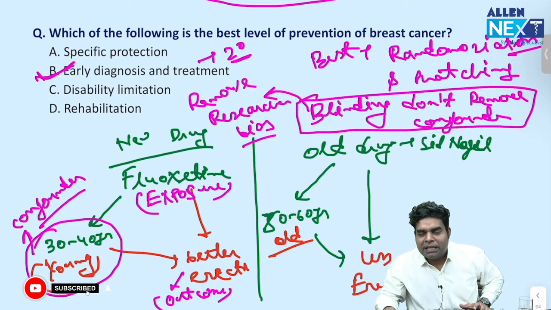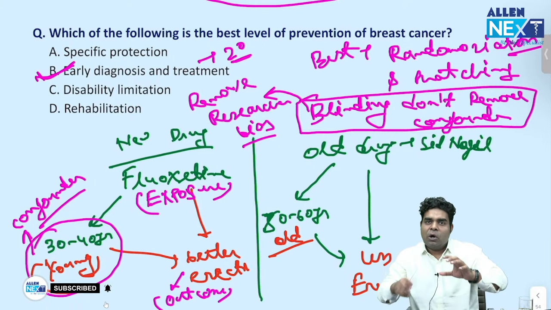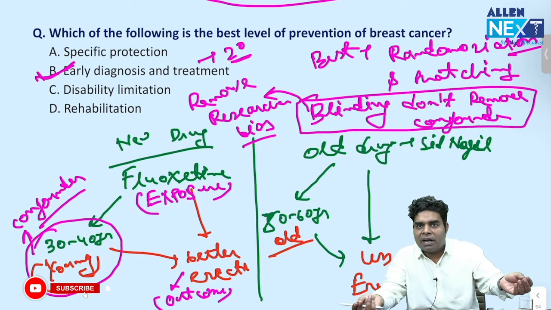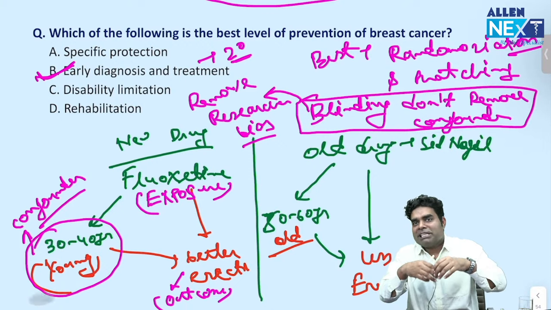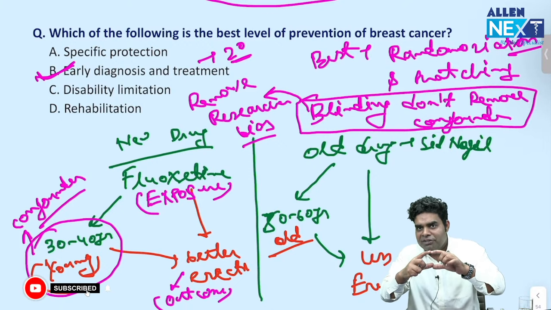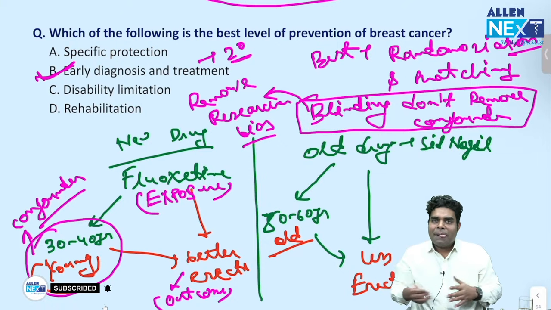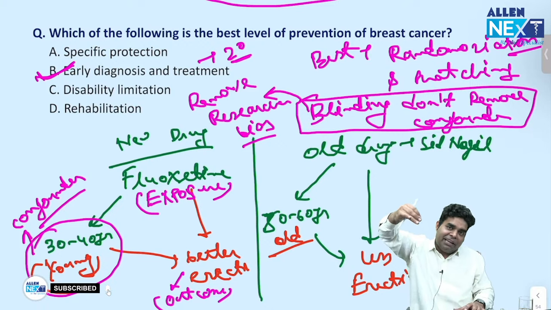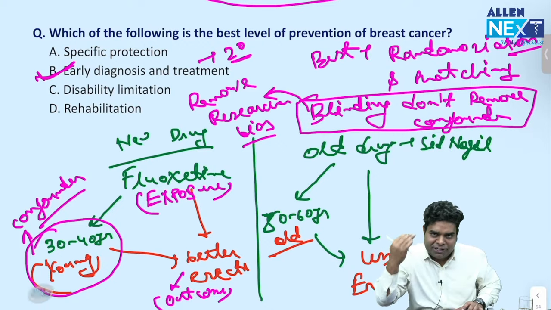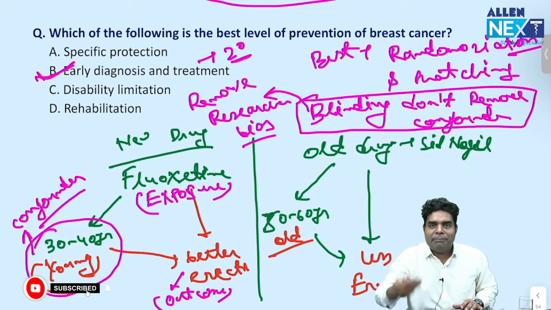Stratified randomization ka matlab ki aap ek bar bana lo age ka aur phir unko randomly chit choose karne do. So agar aapne bar bana liya age ka 30 se 35, to dono mein jawan hi to jayenge. If you have put the bar of age, then only young will go in both the groups and that will remove the confounder best. So stratified randomization is better than randomization. And then the third option will be matching.